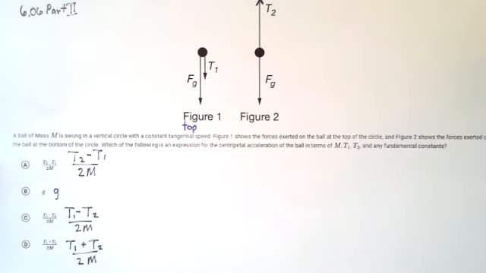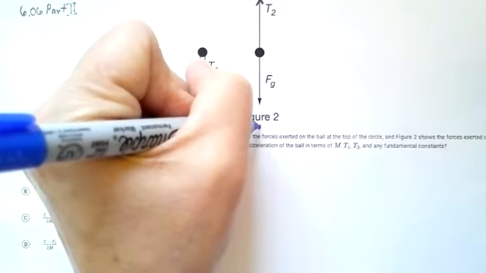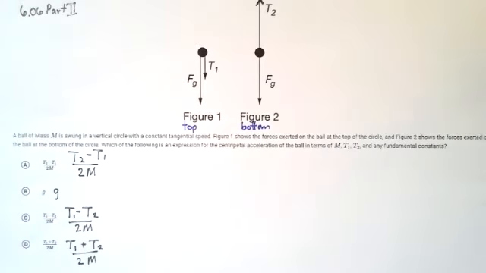Figure 2 shows the forces exerted on the ball at the bottom of the circle. This is going to be the bottom. Which of the following is an expression for the centripetal acceleration of the ball in terms of m, T1, and T2? I pulled this out of the lineup of your multiple choice practice because this is more formula manipulation, and we need some practice with that. We need some instruction on that.